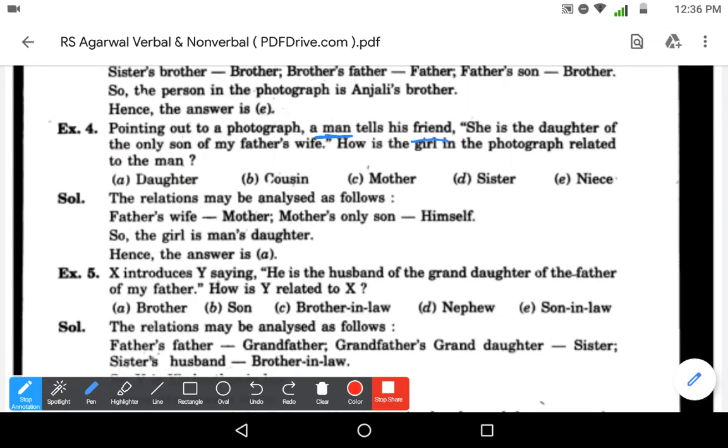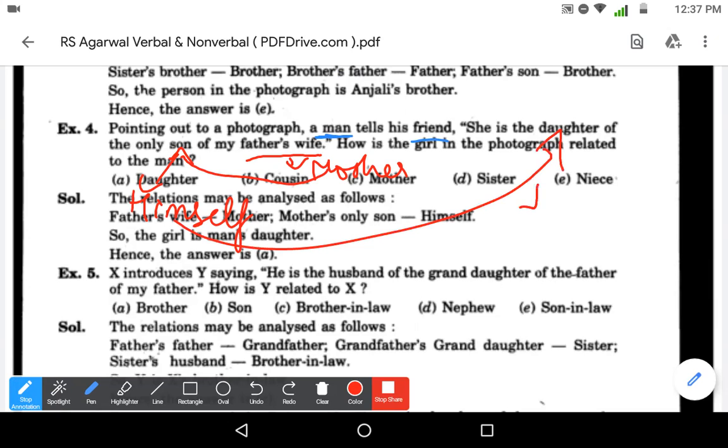So we will start from the last. Father's wife is mother. Correct? Father's wife is mother. Mother's son is himself. He is the person. Okay? Mother's son is himself. She is the daughter of the only son. So his daughter is in the photo. I hope you're able to understand now.